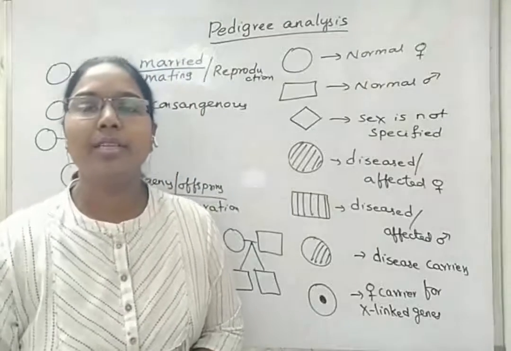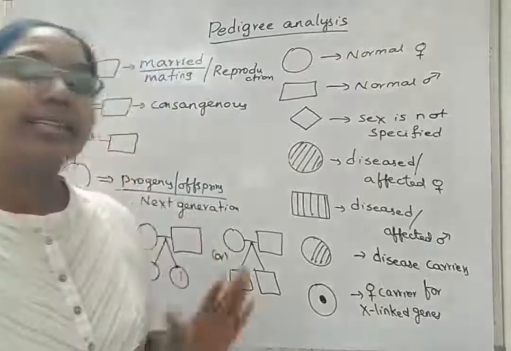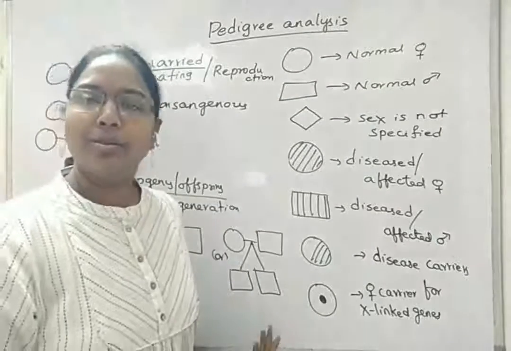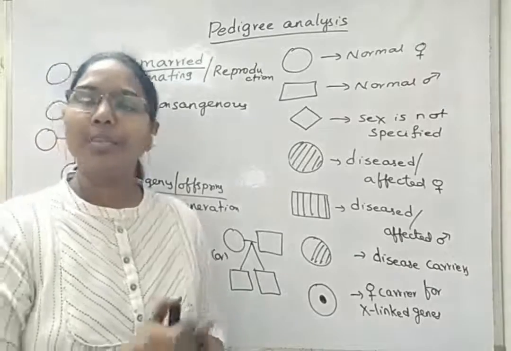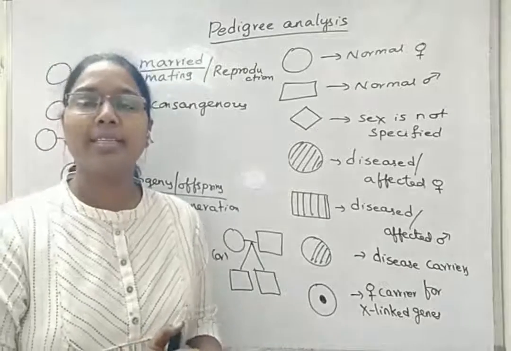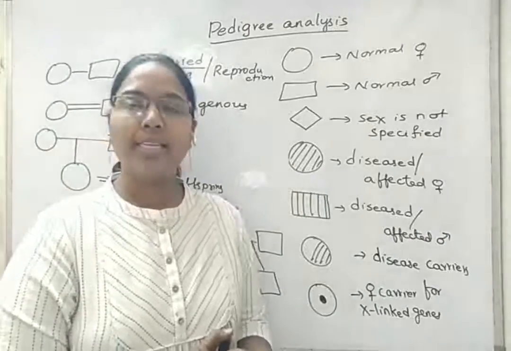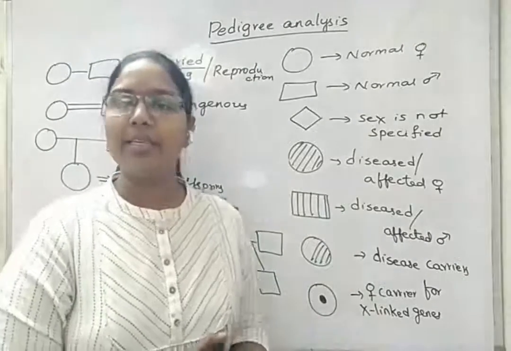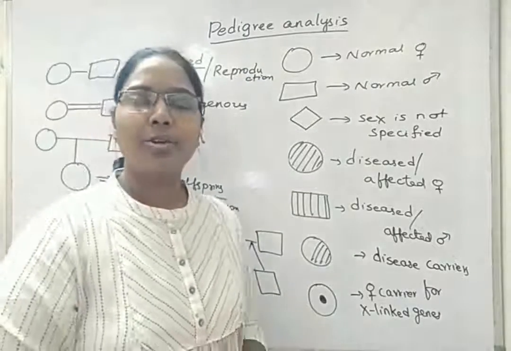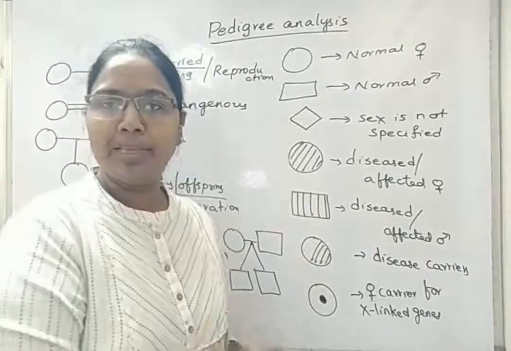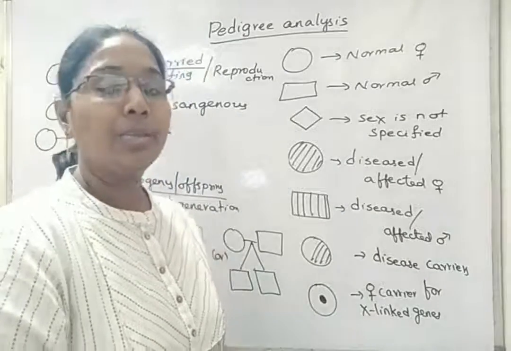Hello students, now we will see a new topic, that is pedigree analysis. Pedigree analysis is a diagrammatic representation to know the human genotype. If we want to know what types of disorders are inherited from parents to offspring, we can easily understand it by observing the pedigree chart, analyzing how the disorder is transmitted from parents to offspring. What are the genotypes that are responsible?